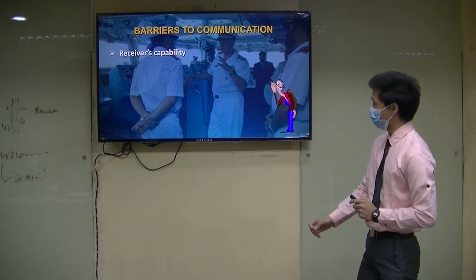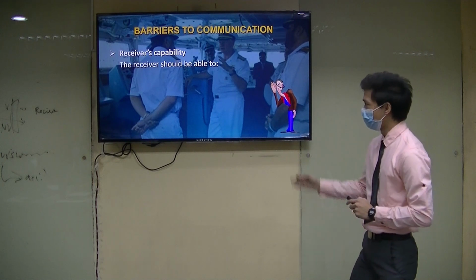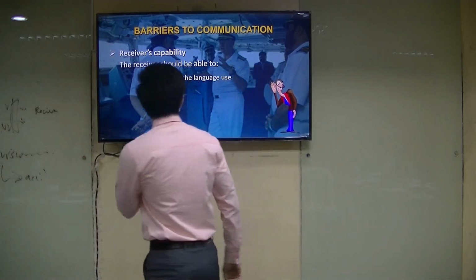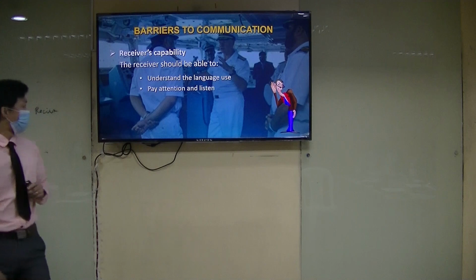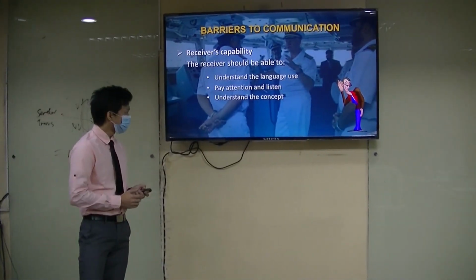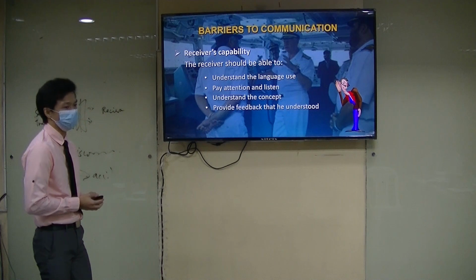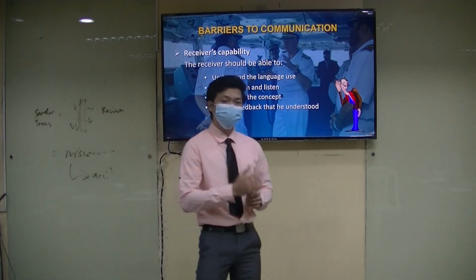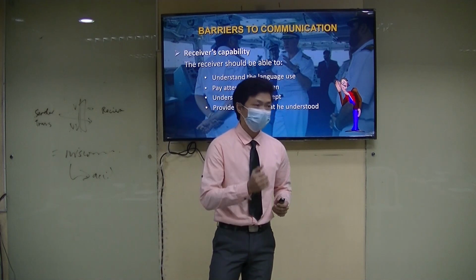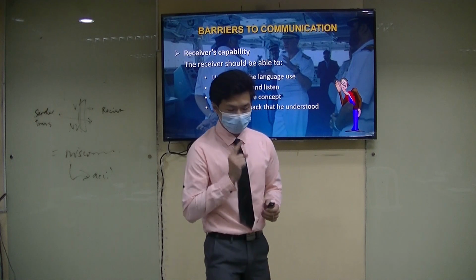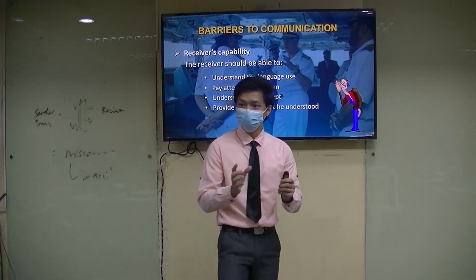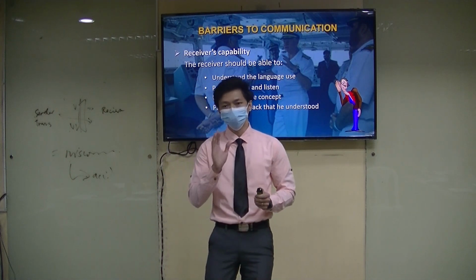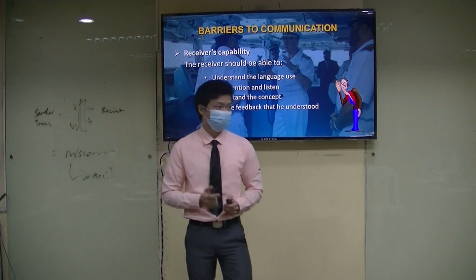And last, we have the receiver's capability. In order for the communication to be successful, the receiver should be able to understand the language used, pay attention and listen, understand the concept, and provide feedback that he understood. That's why it is very important to provide feedback. For example, you are the helmsman on the ship, and the captain gave you an order. The rule is to repeat the exact words of the master, so that the master knows that you understand the order.